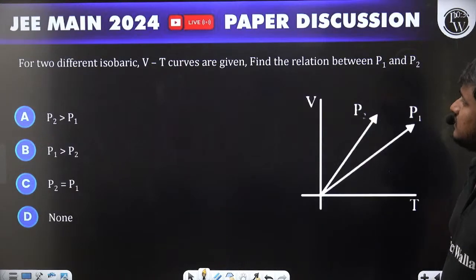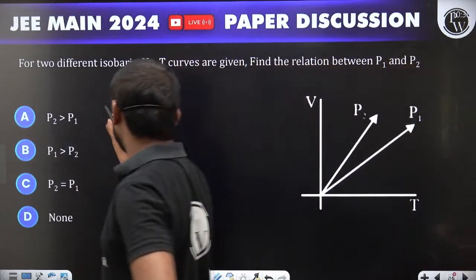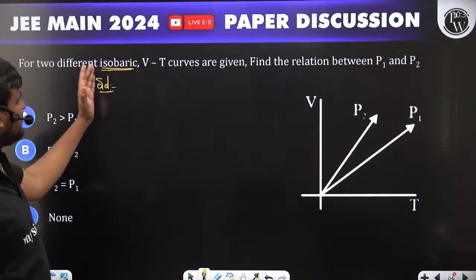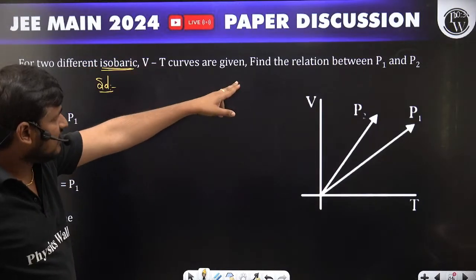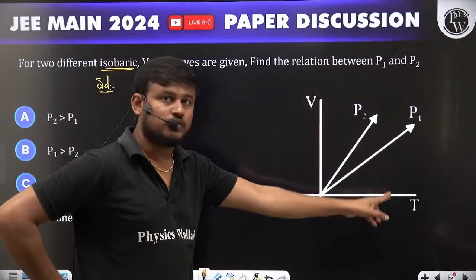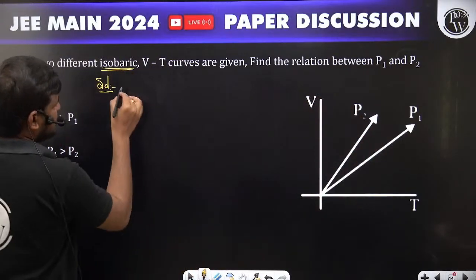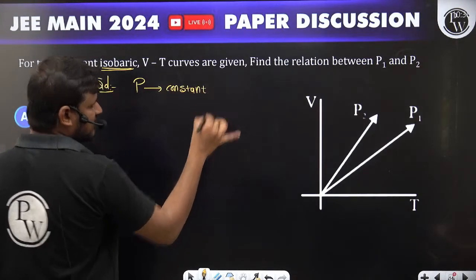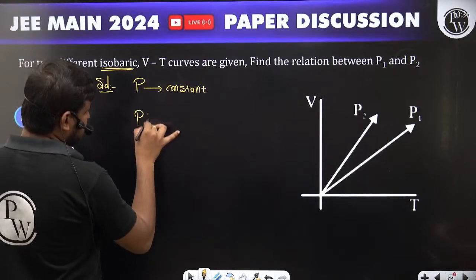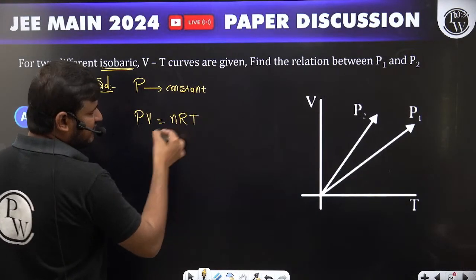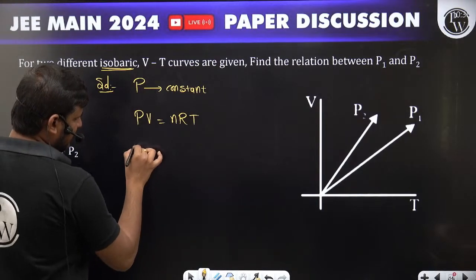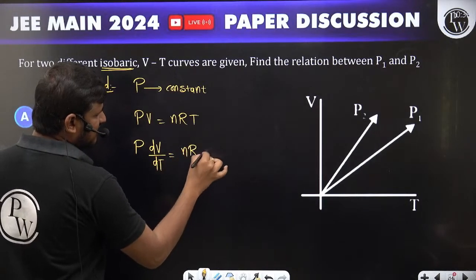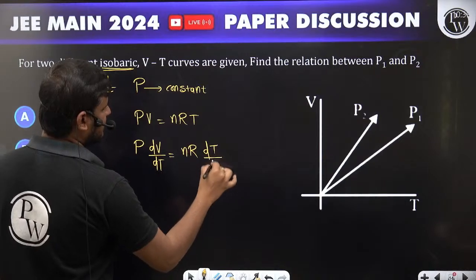Chalo, next question. This is one more easy question. Here the process they said is isobaric. For two different isobaric curves, VT curves are given. Find the relationship between P1 and P2. The basic thing: isobaric means the pressure is constant. If the pressure is constant, you know that PV is equal to nRT, right? If I differentiate it on either side, P is the constant, then I get dV by dT.